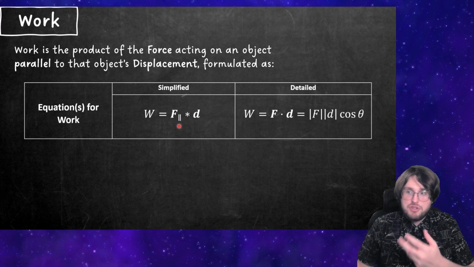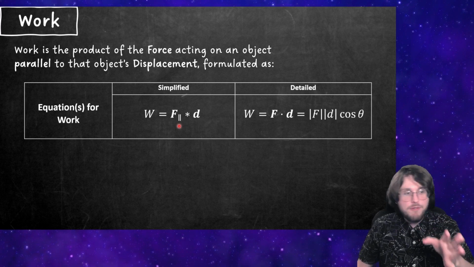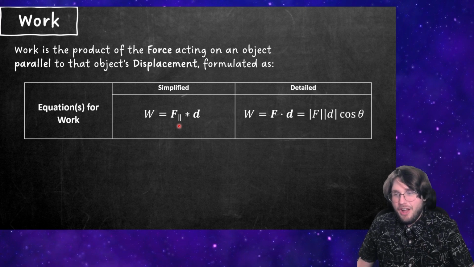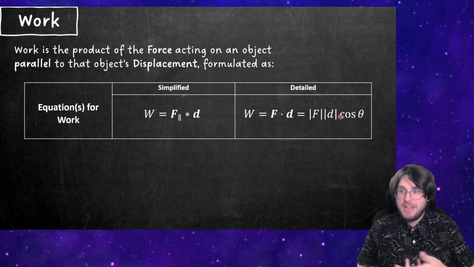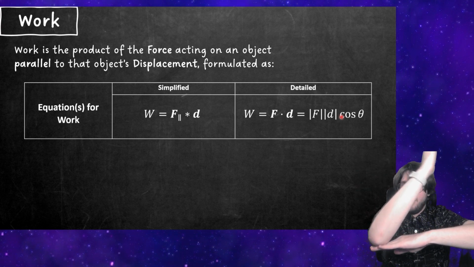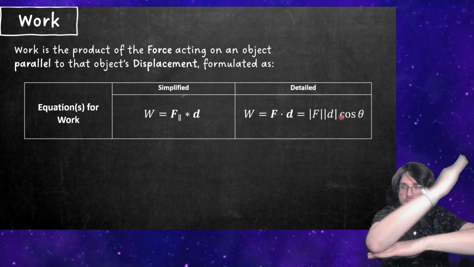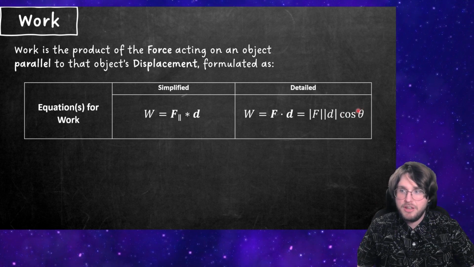The more detailed version, or the one that we're going to be using in this class, is work is equal to F dot D, or in other words, that equals F times D times the cosine of the angle between them. So with two vectors, whatever angle is between those two vectors, that's the angle that you plug into this formula right here.